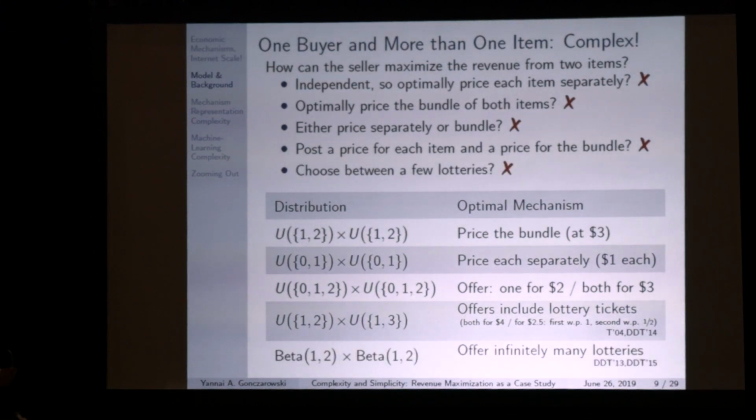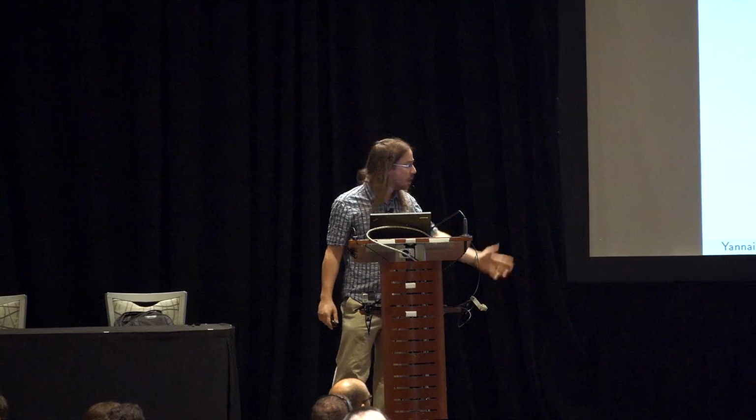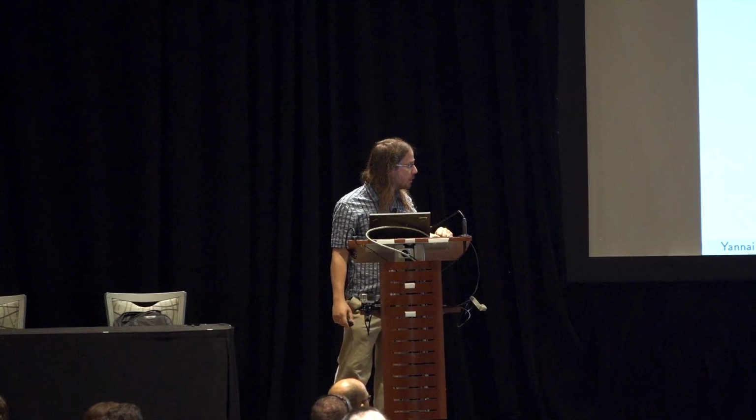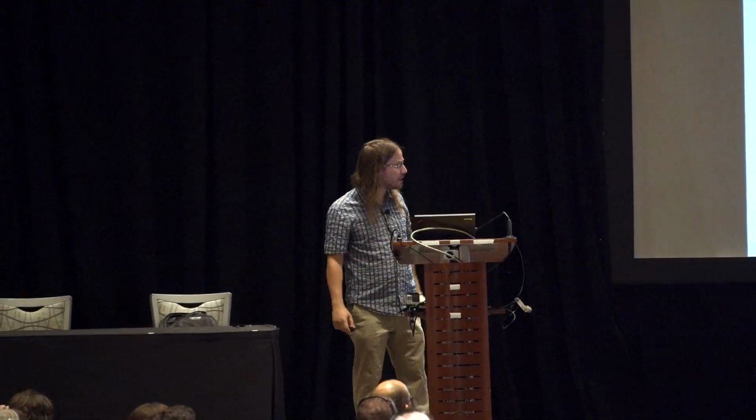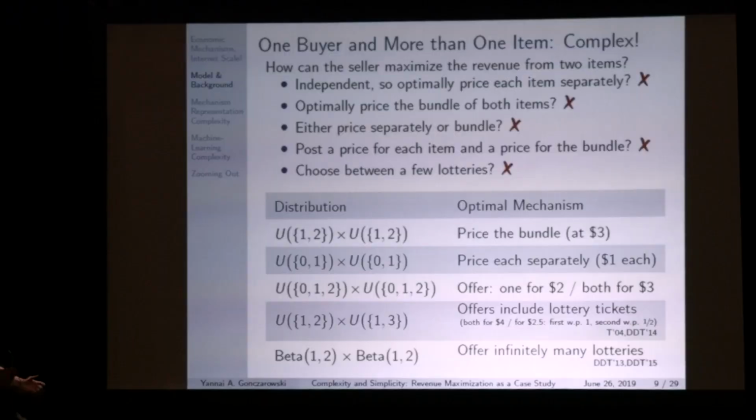Turns out, this is beautiful work by Kostis Daskalakis et al., showing that for very nice distributions, don't let this beta notation scare you, these are just bounded distributions on [0,1] with polynomial support and a polynomial density, we're going to have to offer infinitely many, actually a continuum of lotteries, to extract the optimal revenue from the buyer.